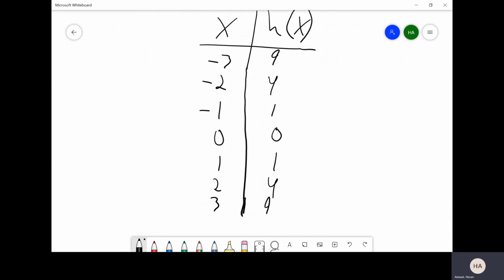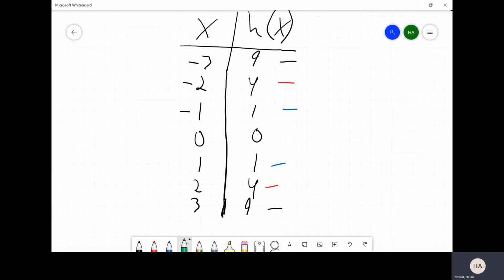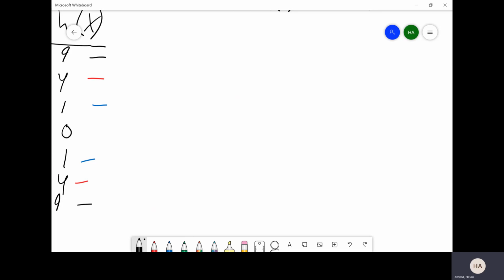Now notice this mirroring that's going on here, right? We have a 9 here, we have a 9 here. We have a 4 here, we have a 4 here. We have a 1, and then of course it's the central point, the focal point of this is at 0. It's at the origin, right? So if we go to graph this, and I'm just going to really roughly sketch it.